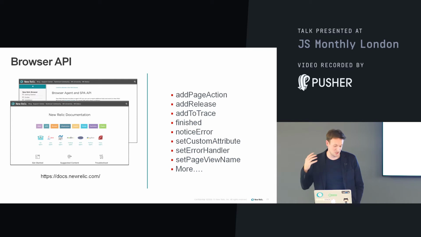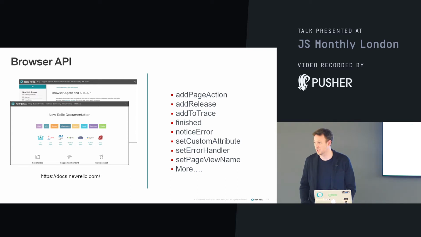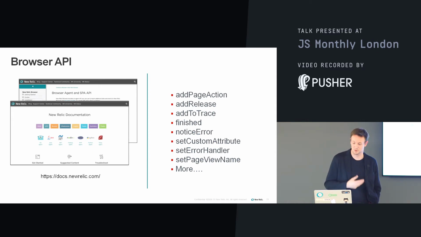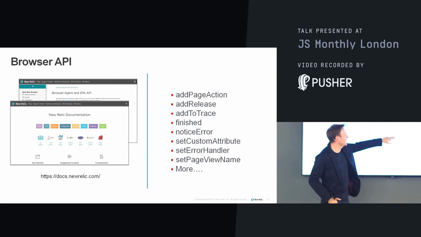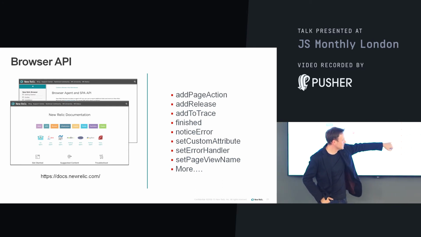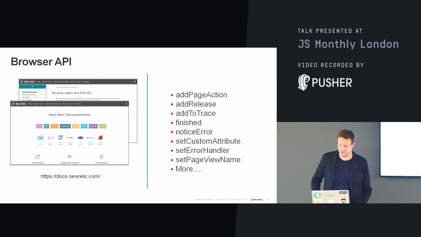So there are tons of use cases for this. As an example, you can use a page action to send data into our Insights product, which will allow you to query that. You might want to do that if you have an e-commerce application and you want to store the basket data into Insights to query in a dashboard or do interesting things. Today, I'm only going to focus on two items here. We're going to look at adding to a trace, and we're also going to look at the set custom attribute value to augment the data that we have.